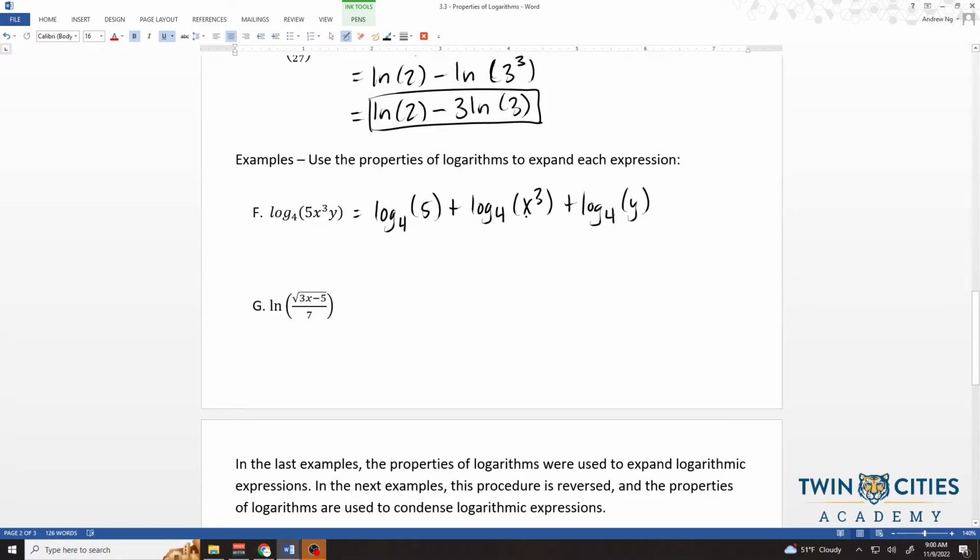And then since this one is x to the third power, I can take this 3, bring it out to the front, and use it as a coefficient. So this is also the same as log base 4 of 5 plus 3 times log base 4 of x plus log base 4 of y.